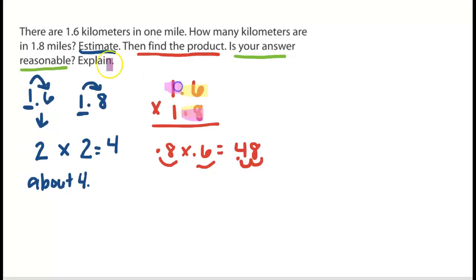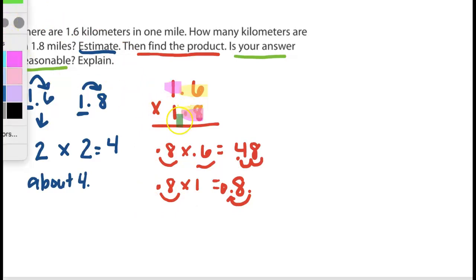Okay, now I'm going to move on to 0.8 times 1. Well, if I want 8 to be a whole number, I've got to move it 1 place to the right. Okay, so I'm going to have to move it 1 place to the left in my final product. Well, I know 8 times 1 is 8. If my decimal is here, I've got to move it back. So really our answer is 0.8. Now I'm going to move on and do 1 times 0.6.